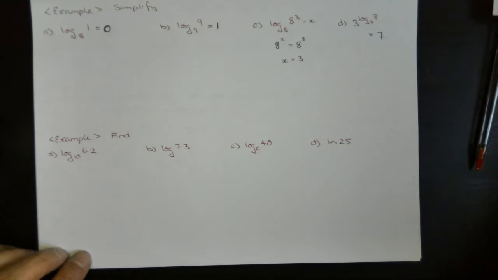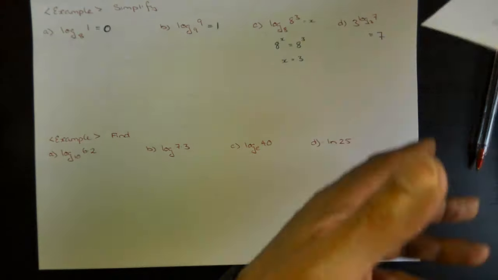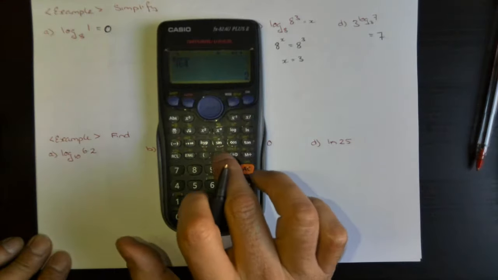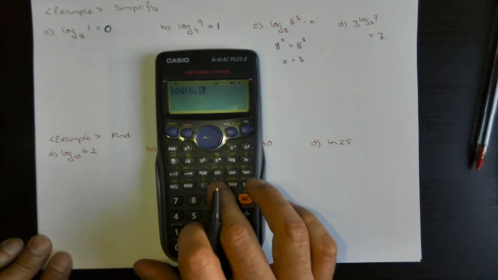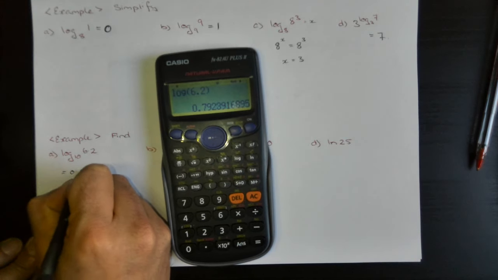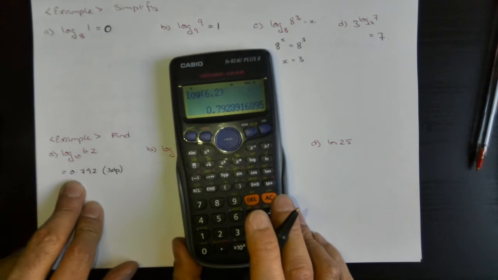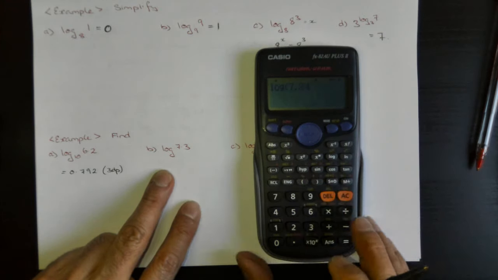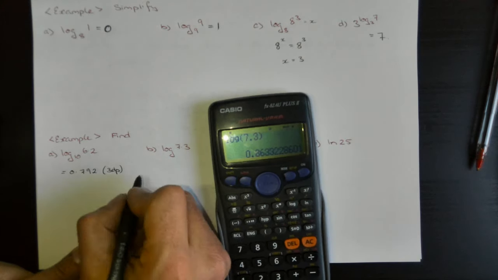Okay. All right, we want to find log 10 of 6.2. We're going to use our calculator for this, and we're going to use the button that says log. So log 6.2 is equal to, let's do it to 3 decimal places, 0.792. Log of 7.3 is 0.863.